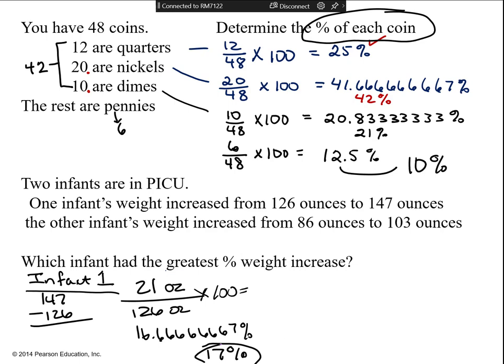So let's do baby number 2. We started off as a really little thing, only 86 ounces. A wee 5-pounder.